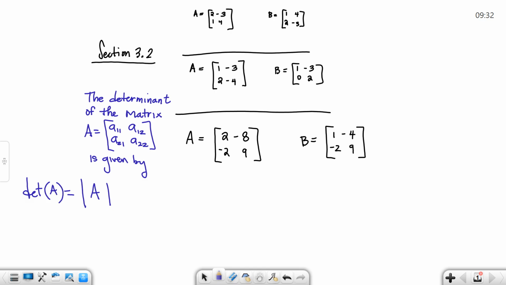There are two different ways to write the symbol for determinant. You can write it where it looks like absolute values, but remember that's not absolute values in this context. That's your symbol for determinant, or you can write it as DET. The way that you find the determinant is you multiply down your main diagonal, which would be A11, A22, and you subtract your secondary diagonal product, A12, A21. And that is how you find the determinant. And the determinant is a number.